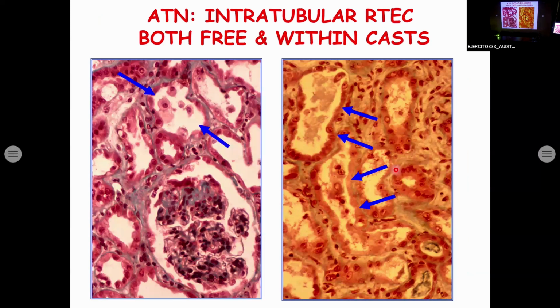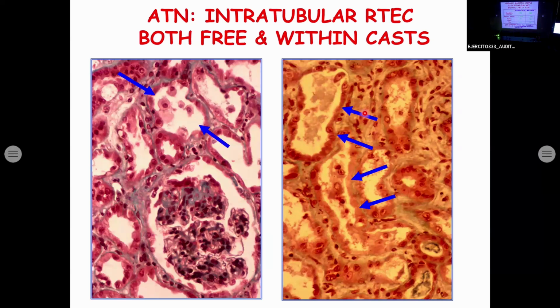Another typical lesion of acute tubular necrosis is the presence of tubular cells within the tubular lumen, because, you see, if there is damage of a tubular epithelium, the cells detach and they fall into the tubular lumen, and they can be in the tubular lumen either free or within, you see, casts. Here there is a cell within a cast, and we have cells within casts.